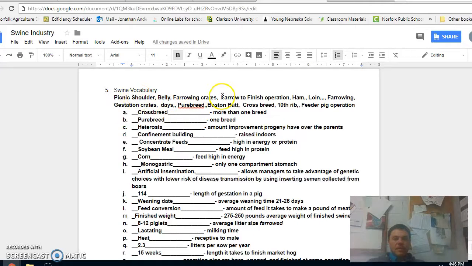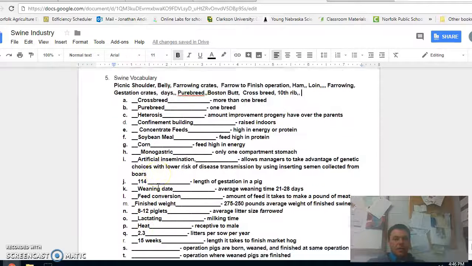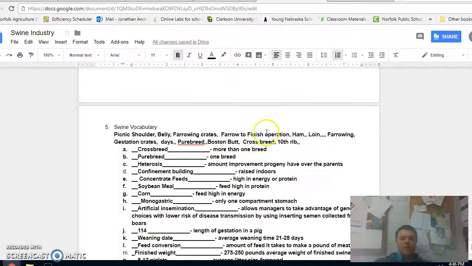A feeder pig operation. When the weans are finished, they're going to go to a feeder pig operation, to where the weaned pigs are finished off to that 270 to 250 pounds.